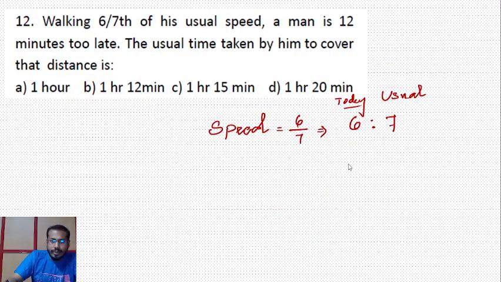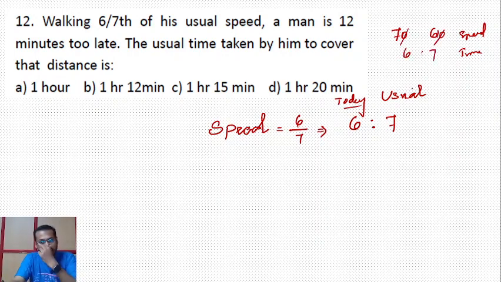Right. In this question, usual is 7 and today he was going at speed 6, 6 parts. Let's take one example. Usually he was traveling at 70 kilometers per hour, but today he was traveling at only 60 kilometers per hour. What will happen? If speed is reduced, then time will be increased. Correct? Speed 7:6 becomes 6:7. So speed is 6:7. Then what happened to time? Time will be 7:6.